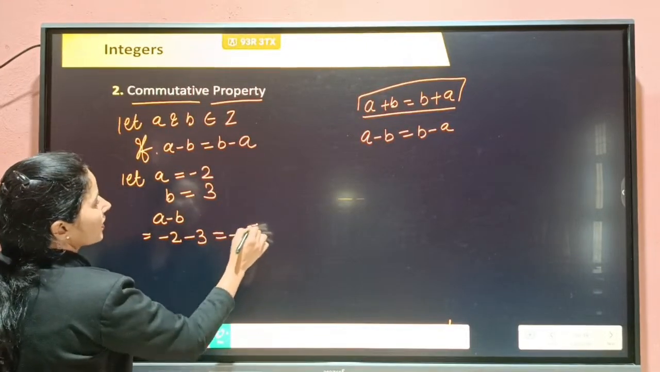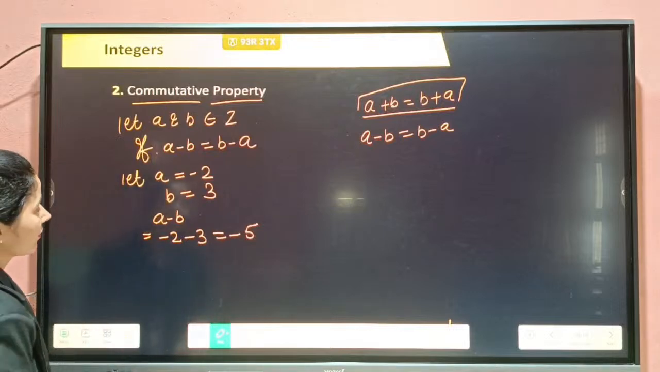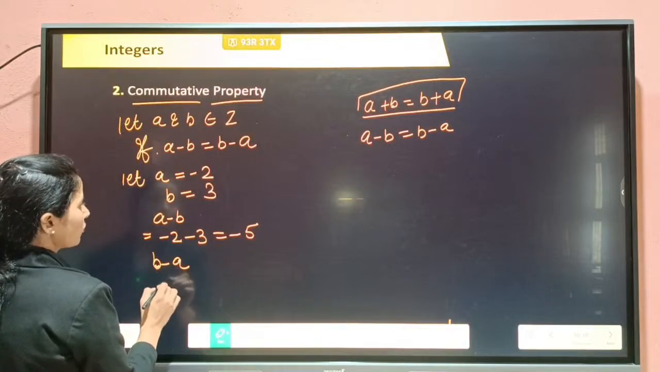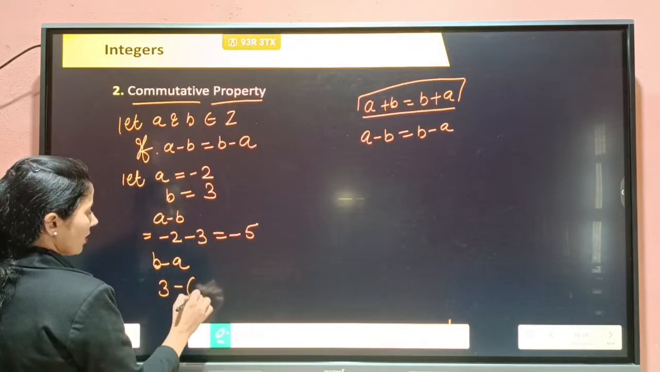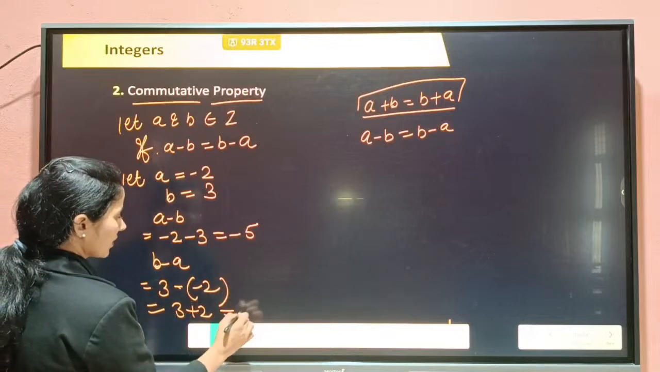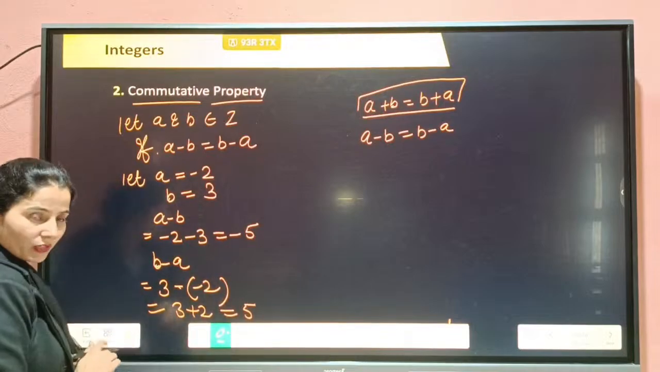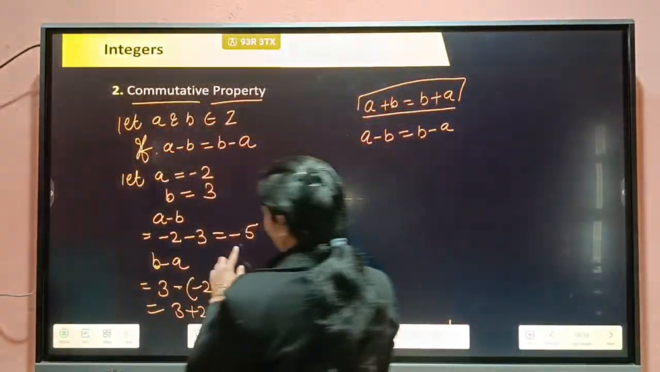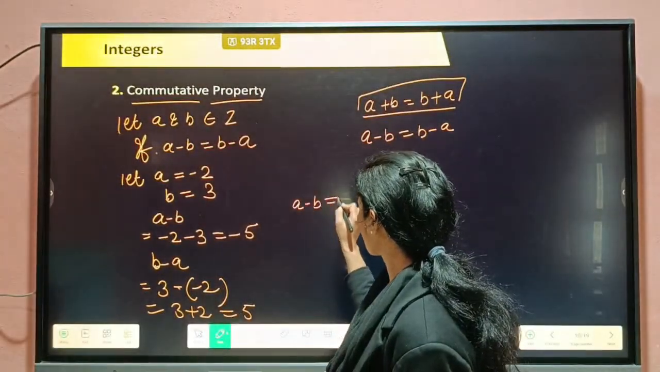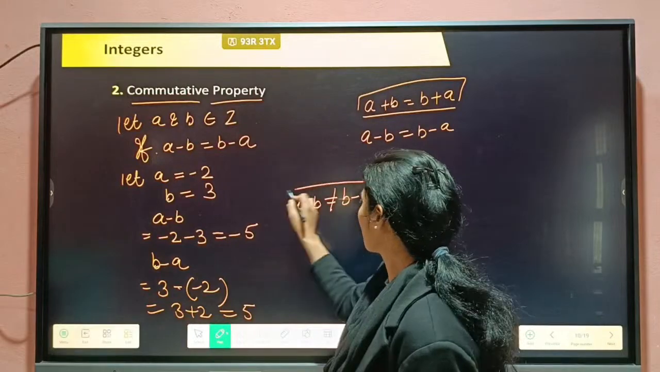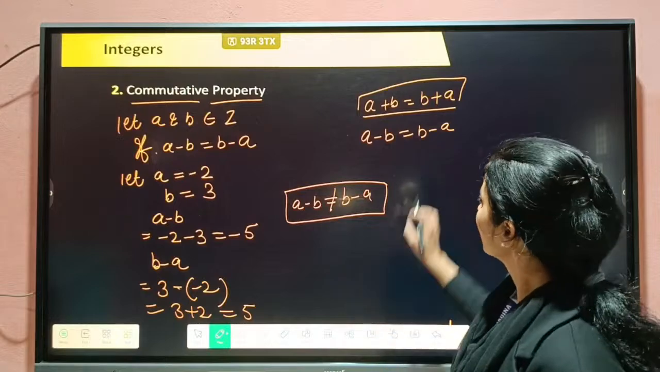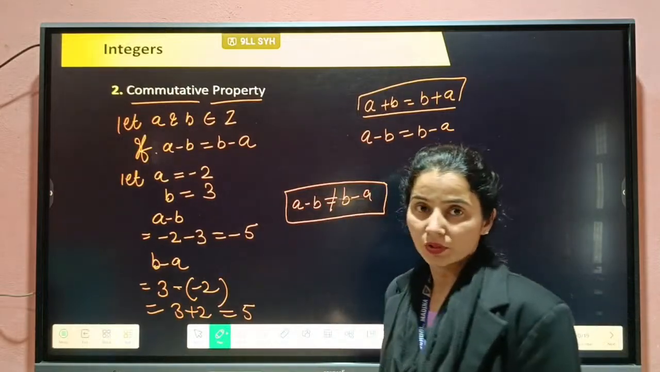The answer is minus 5. Now B minus A. B value is 3 and A value is minus 2. The answer is 3 minus of minus 2, that is 3 plus 2, which is 5. So A minus B is minus 5 and B minus A is 5. As A minus B is not equal to B minus A, we can say that subtraction is not commutative.